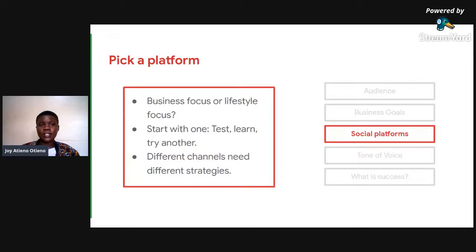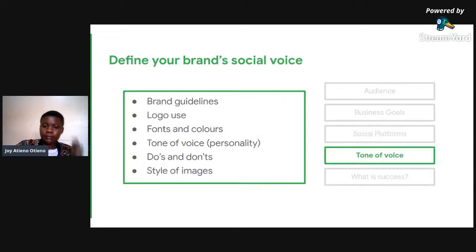For those who have tried to have multiple social media profiles, even if they are personal, you always find there is one that is very popular and others that are not quite as popular. So different channels need different strategies. Just try one before you learn it and before you go to another.